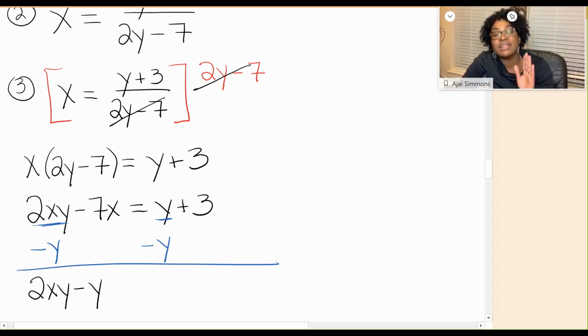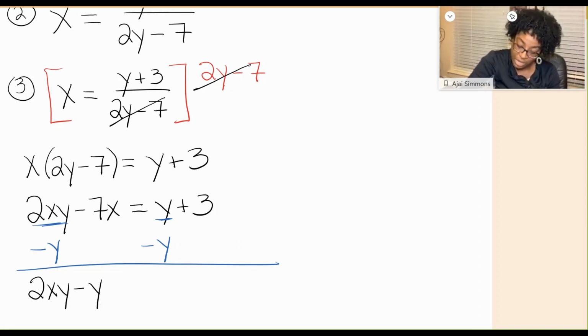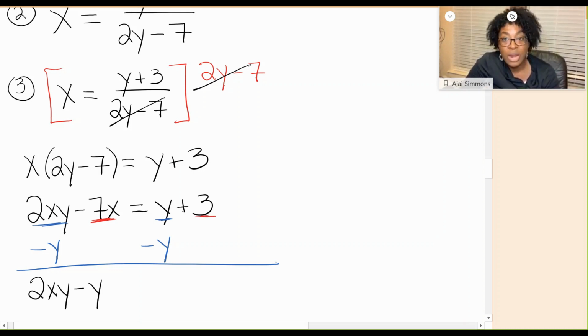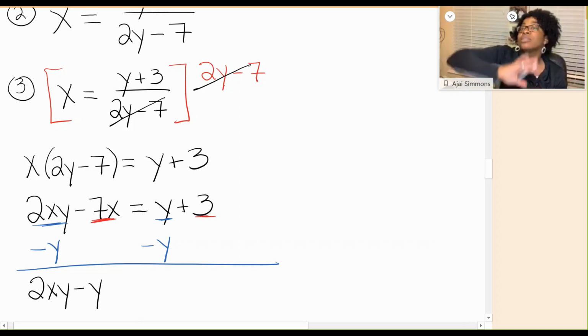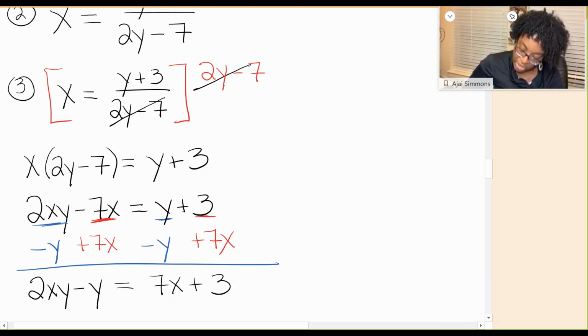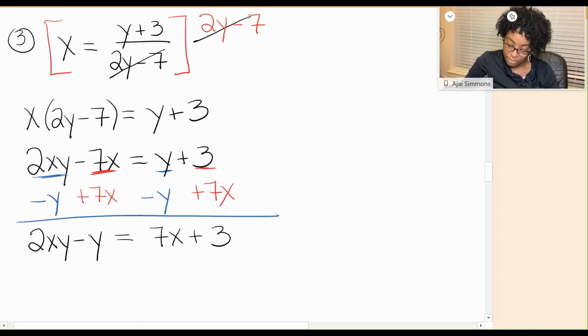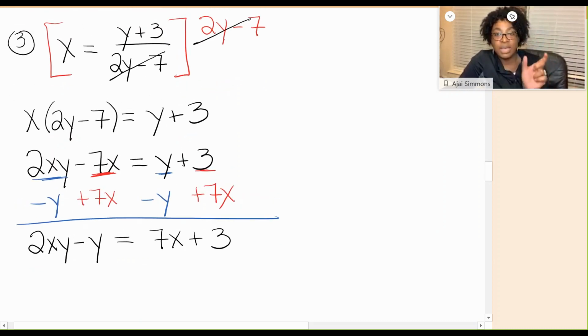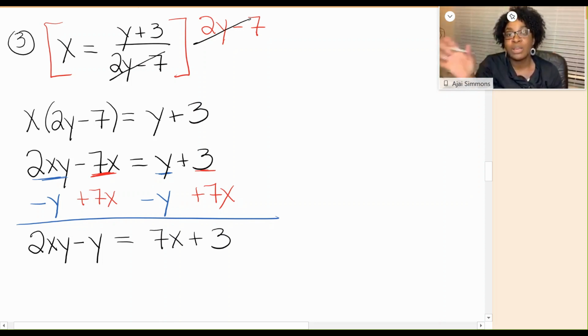Now, anything that doesn't have a y on it, I'll do this in red, like this one and this one, those two do not have a y on it. They need to go on the other side. So I'm going to move this 7x to the other side. So I end up getting equals 7x plus 3. So notice what I did. I got the two terms that have a y on one side, and I have the two terms that don't have a y on the other side.